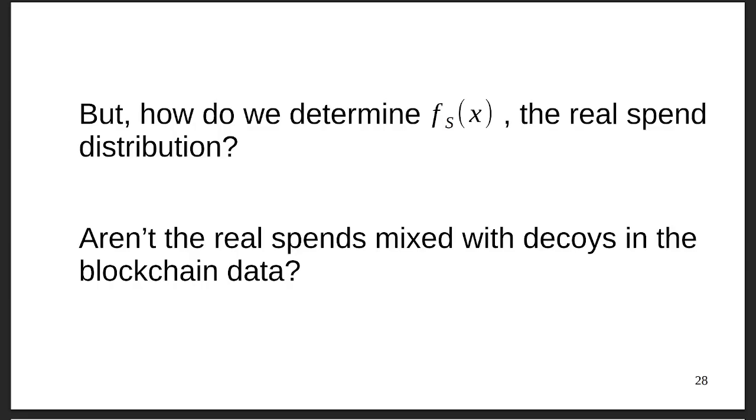But how do we determine FS, the real spend distribution? Aren't the real spends mixed with the decoys in the blockchain data? The answer is yes, they are mixed together. However, the probability distributions can be separated by using simple algebraic operations that apply to probability density functions.